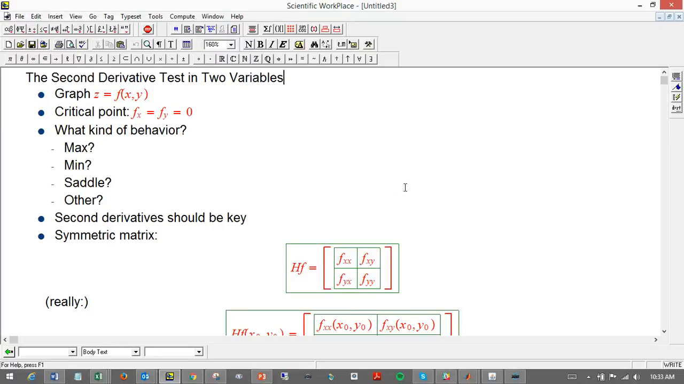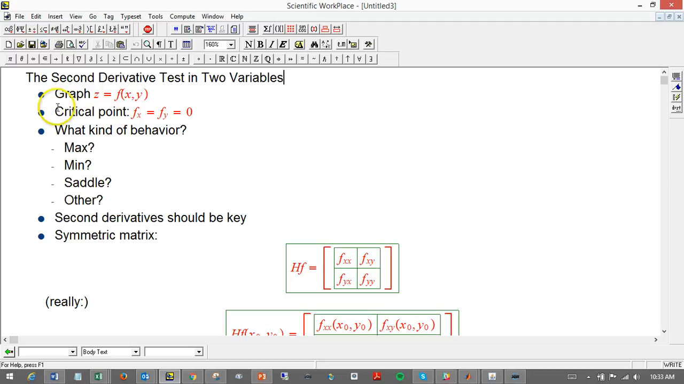I'm going to talk about the second derivative test for maxima and minima, etc. in two variables, and going to show some examples. I'm not going to prove anything super carefully, but I'm hopefully going to give enough examples to convince you that the test I'm going to propose makes sense. This is the standard test that's in any multivariable calculus book.